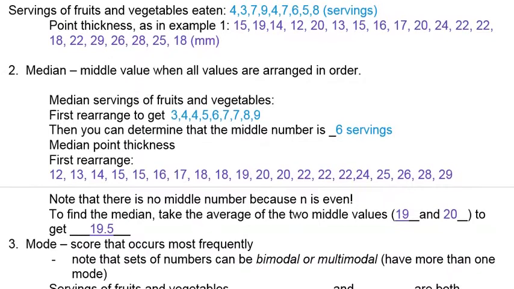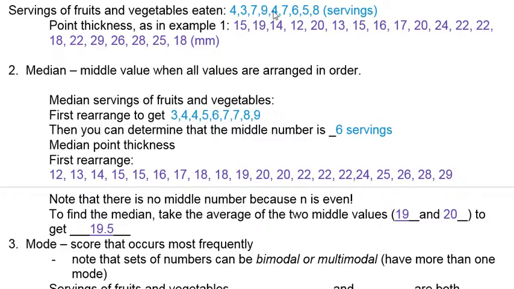So the mode is the score that occurs most frequently. Sets of numbers do not always have a mode. Some sets of numbers have no mode. Other sets of numbers are bimodal, meaning they have two modes, or multimodal, meaning they have more than two modes. So when you're looking at the mode, these things can happen, and you've got to consider that it's not necessarily going to be a single mode.